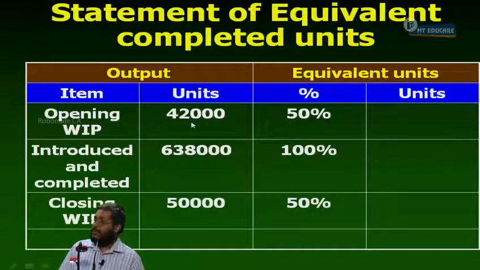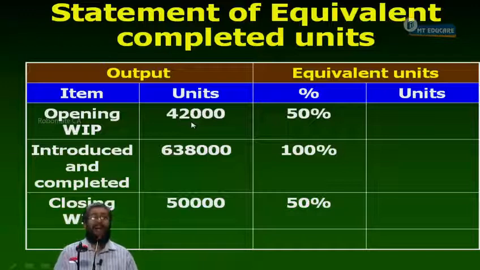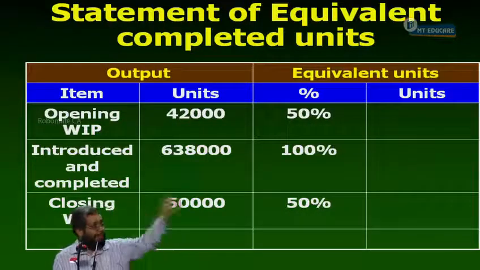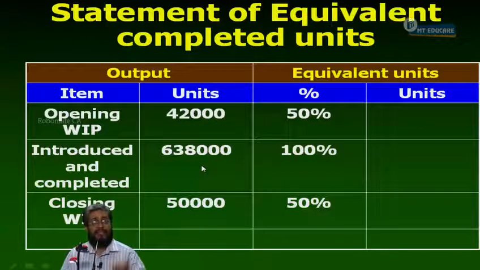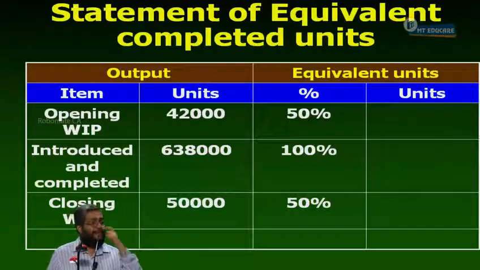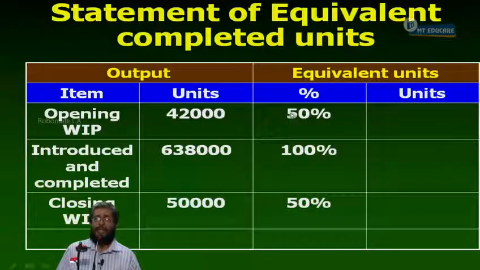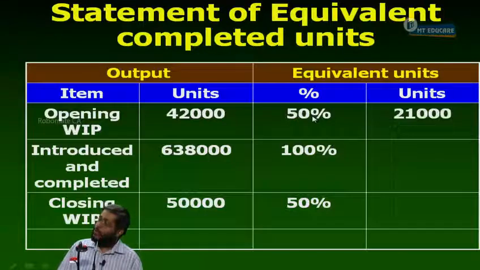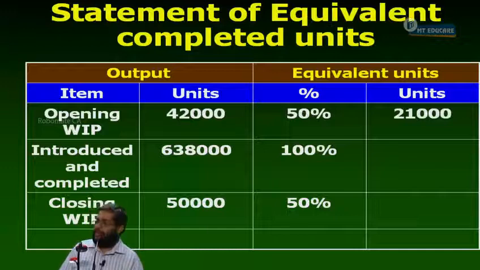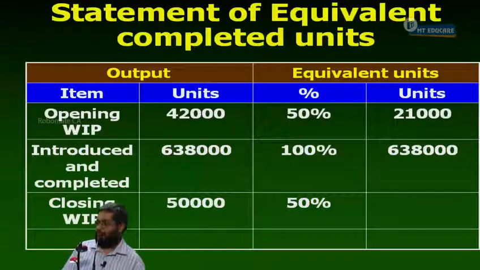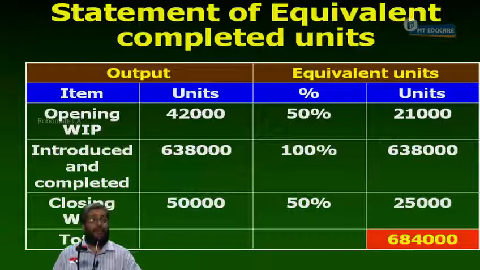In other words, even though these 42,000 units were completed, I did not do the entire work this year. Last year 50% work was done, and this year only the balance 50%. Started this year and ended this year, 100% work done. Started this year, not yet completed, 50% work done. Are you following or not? That means 42,000 units 50% complete is as good as 21,000 units 100% complete. 6,38,000 units 100% complete is 6,38,000 units. 50,000 units 50% complete is 25,000 units 100% complete.